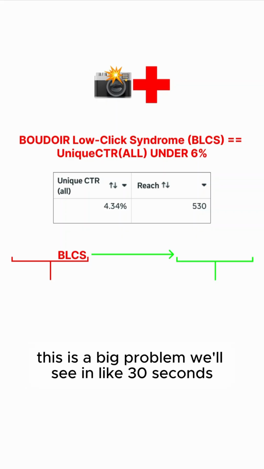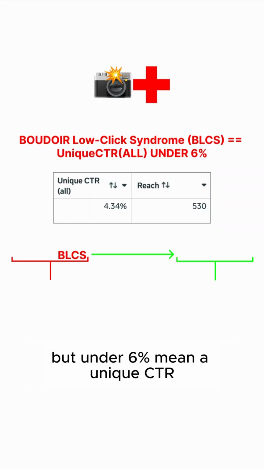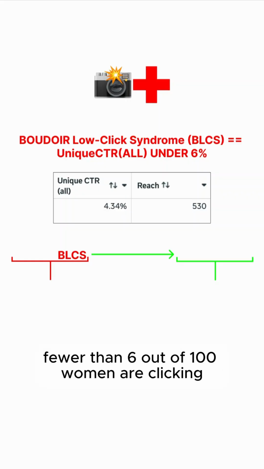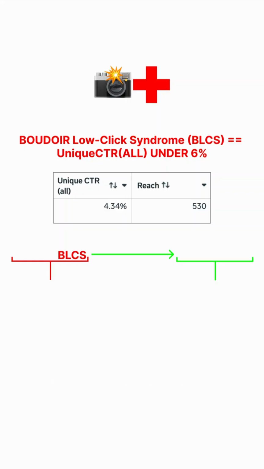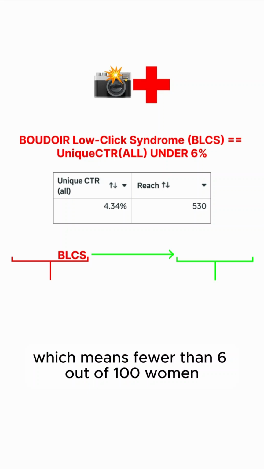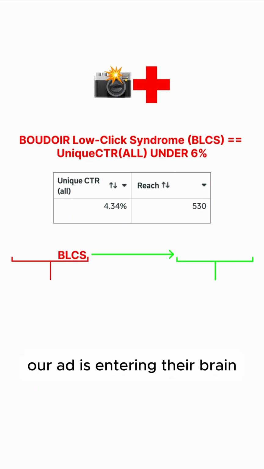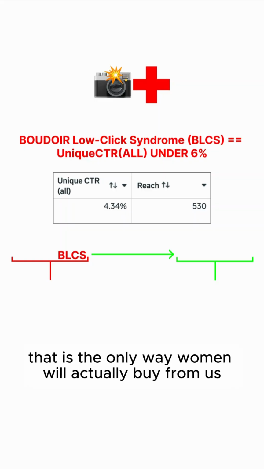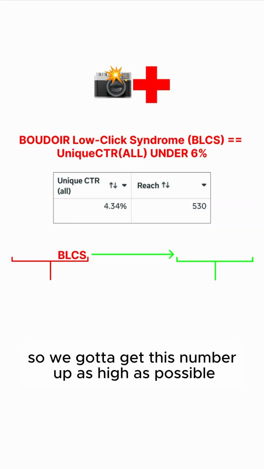This is a big problem, as we'll see in like 30 seconds. Under 6% unique CTR means fewer than 6 out of 100 women are clicking anywhere on our ad, which means our ad is entering fewer than 6 out of 100 women's brains. And we care about that because getting our ad into their brain is the only way women will actually buy from us. So we've got to get this number up as high as possible.